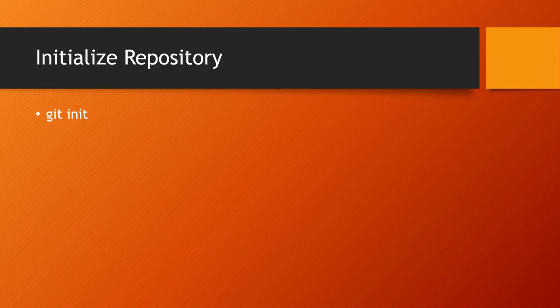Now that we have seen how the configuration works in Git, it's time to make use of Git and initialize the repository. The command to do that is git init. So here we'll be making use of Visual Studio Code Editor to create our first repository using the git init command.